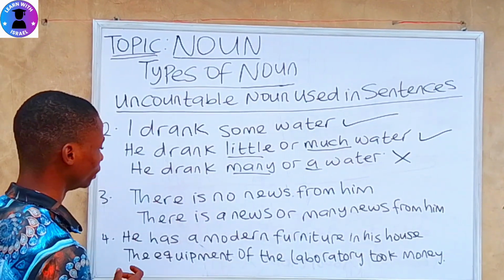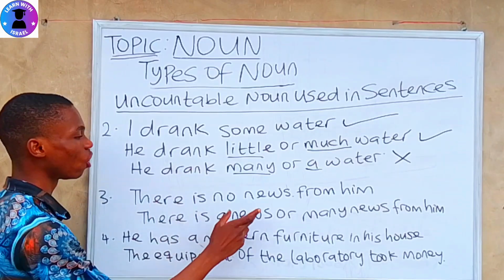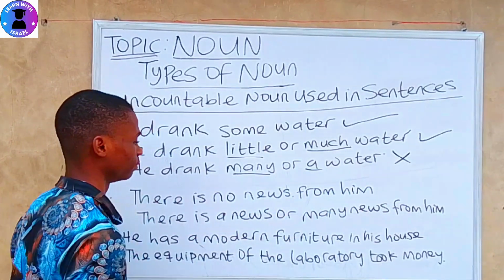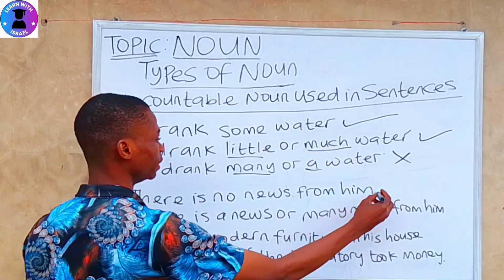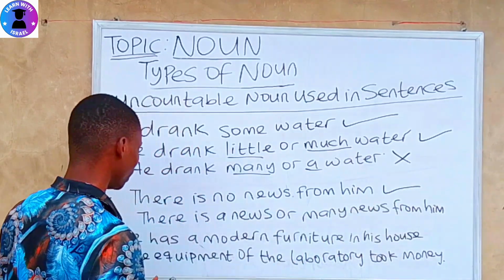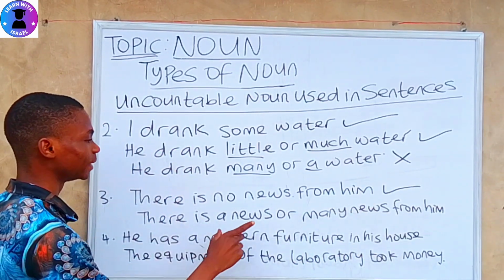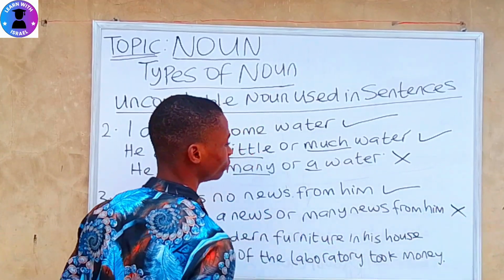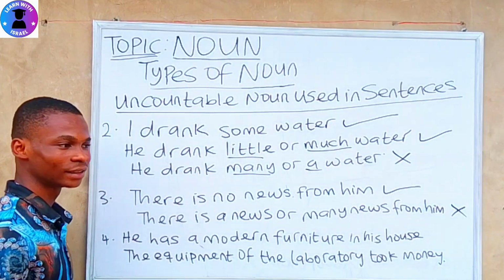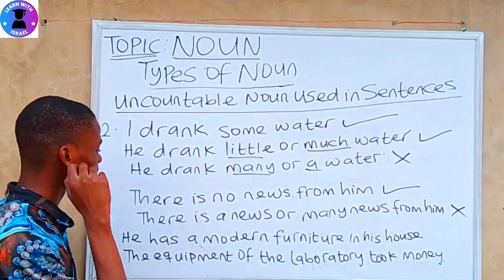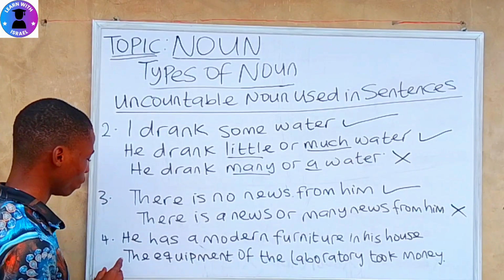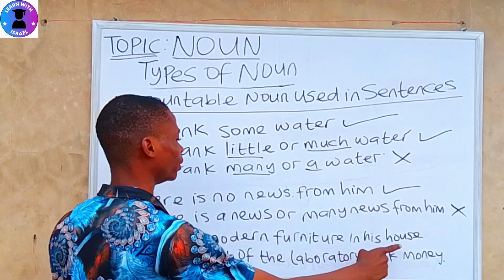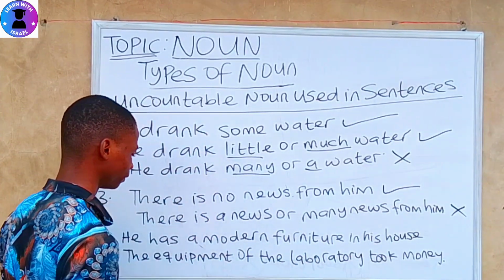So let's check number 3. There is no news from him. There is no news from him is correct. The second one, there is a news or many news from him, is wrong. Avoid using that. Avoid what? Avoid using that. Of question 4, he has a modern furniture in his house.